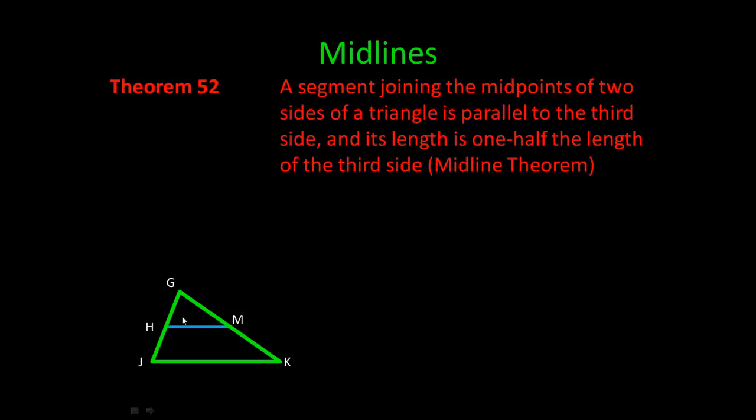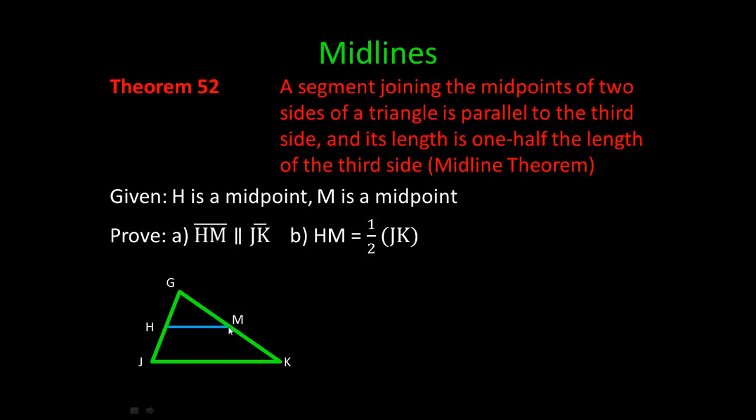Well, we've got our triangle here. Triangle GJK. H is a midpoint and M is a midpoint. Okay, and we need to prove that HM is parallel to JK and that HM is half of JK. How do we do this? We're basically proving the theorem here. Well, we could pick a point P and draw a line that is the same measure as HM. So we could say that MP is congruent to HM when we draw this in.